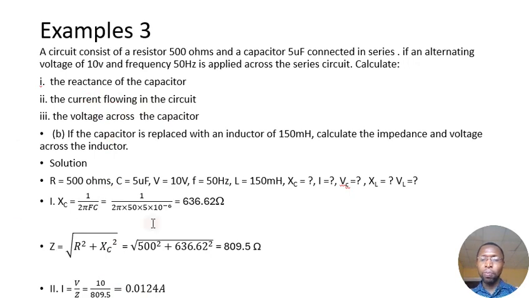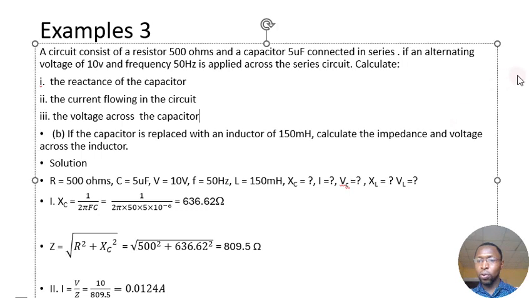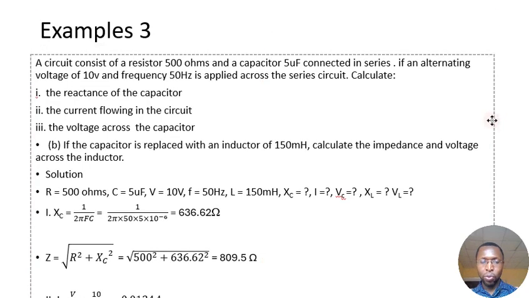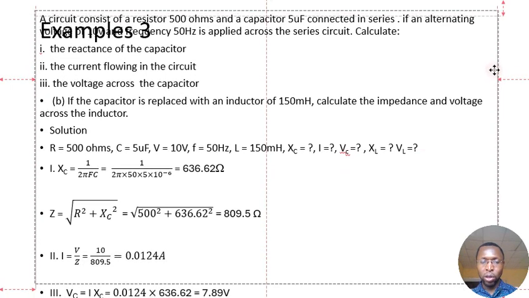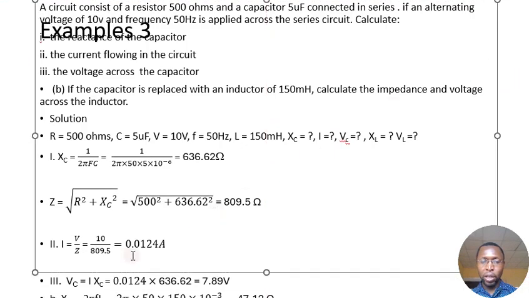Okay, now we can go on to solve the third question. The third question says we should calculate the voltage across the capacitor. To solve that, we just use the formula VC, the voltage across the capacitor, is equal to current times capacitive reactance. The current has been obtained to be 0.124. Then the capacitive reactance, we've obtained earlier to be this. Then the product here will give us 7.89 volts. So that's the voltage across the capacitor.